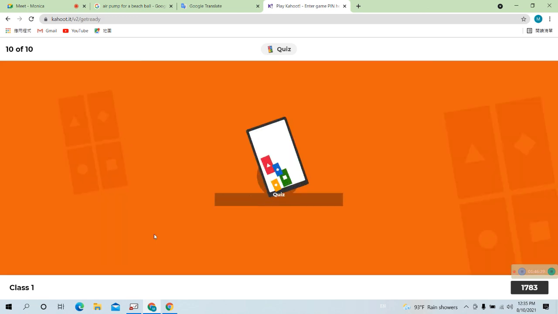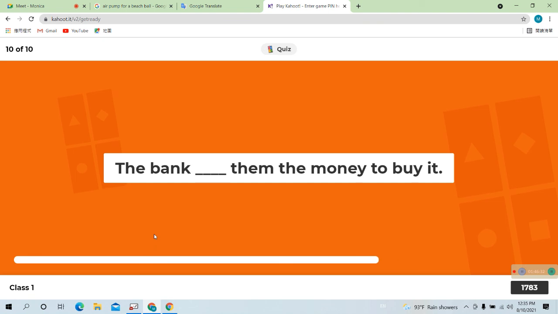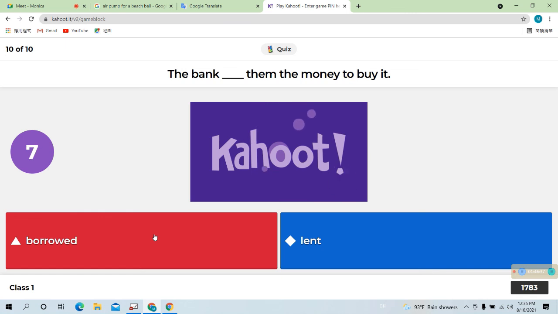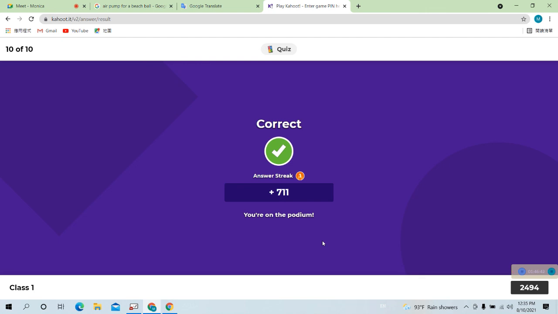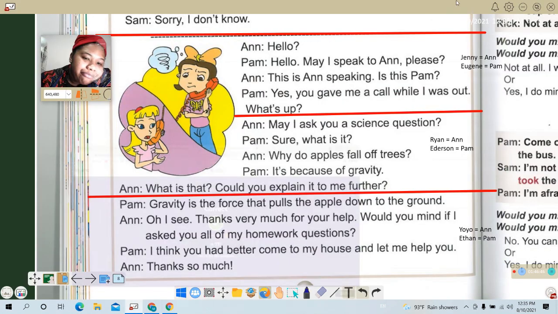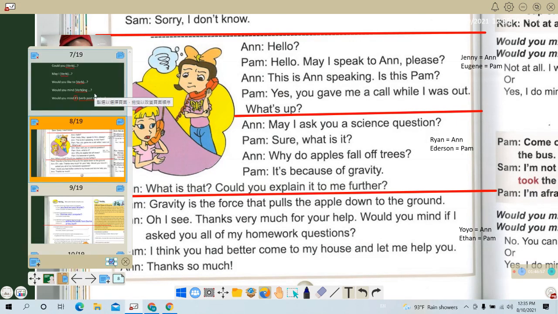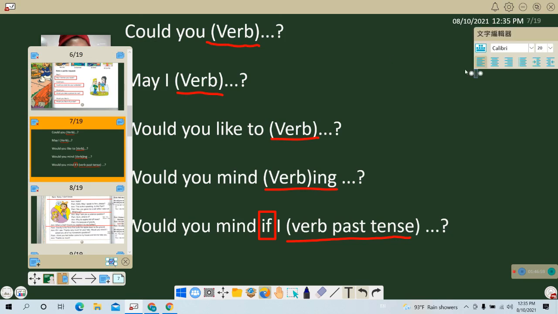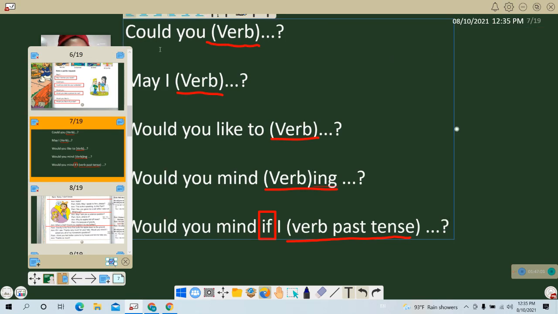Last one, Austin. The bank lent them the money to buy it. Lend. Lent is correct. Okay? So as you can see, you still need to practice lend and borrow. Okay? It's a little bit tricky, I know, but that's the reason why we need to practice. At the same time, please practice the ones that we learned today about asking questions. Do you understand? Okay, that's it for today.